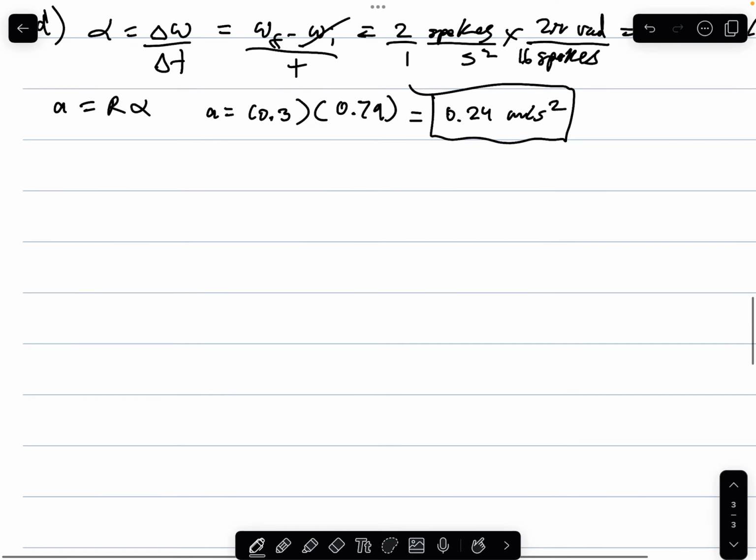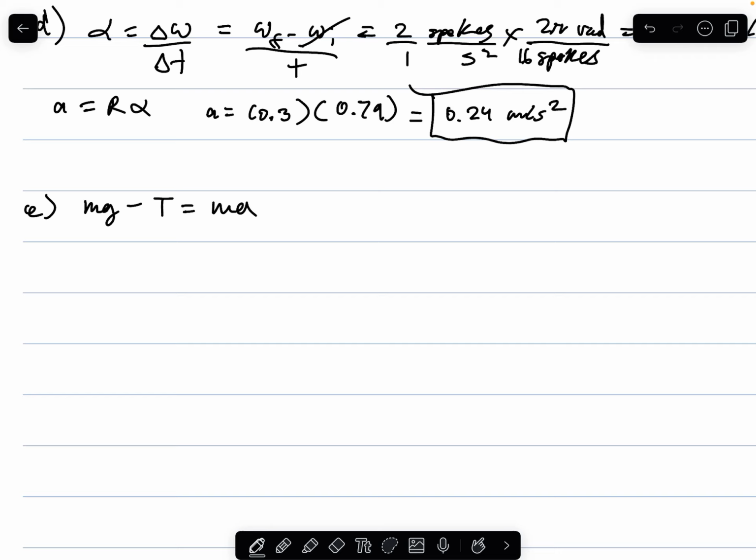Okay, for part E, I'm going to use the net force formula for the mass, which is 50 gram, but when you convert it to kilogram, it's going to be 0.05 kilogram. So 50 gram to kilogram is 0.05 kilogram. That's what I'm going to plug in for the mass and the tension. And you do the weight of the mass subtract the tension because the mass is the downward force and tension is opposing it. So then you just set it equal to MA.